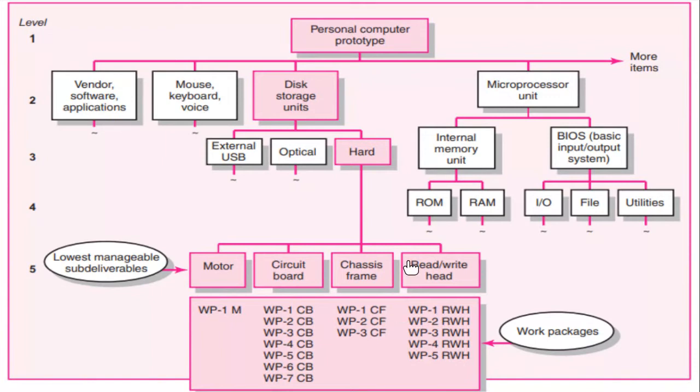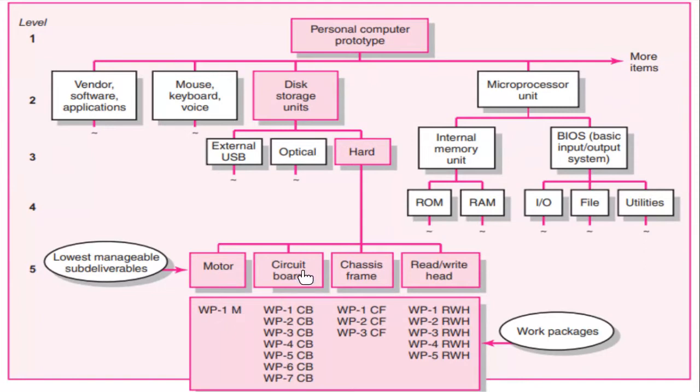So look, in the case of the creation of the disk storage unit, in breaking the disk storage unit down into more manageable components, here it is that we need a hard drive, for example. The hard drive, as we said, must be broken down into 4 manageable components. The motor is simple because we're not going to make a motor, we're going to buy one, right? So the work package is, we call it WP, which is work package 1M for motor, right?